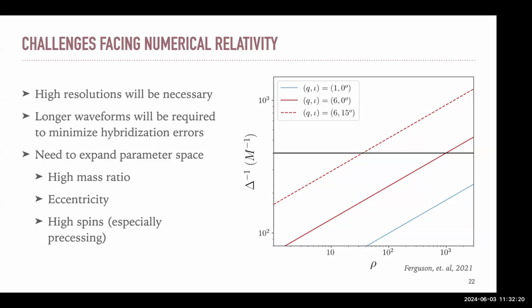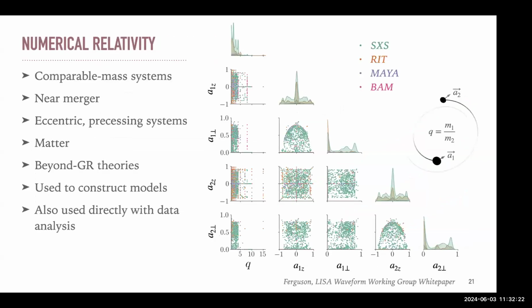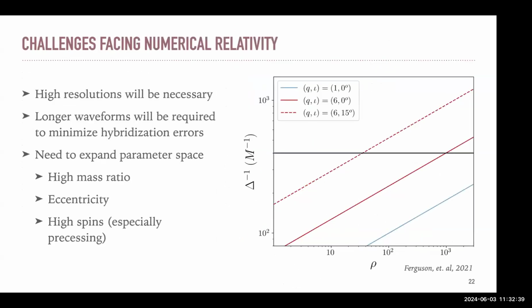That plot I showed you is only for quasi-circular simulations. When you do this for eccentric simulations, it is exceedingly sparse. It's happening. People are working on it. The Maya catalog, the SXS catalog, people are introducing eccentric waveforms, but it's sparse. The RIT is as well. But eccentricity is one of the big areas we need to add more simulation. And then pushing higher spins, especially with precession.